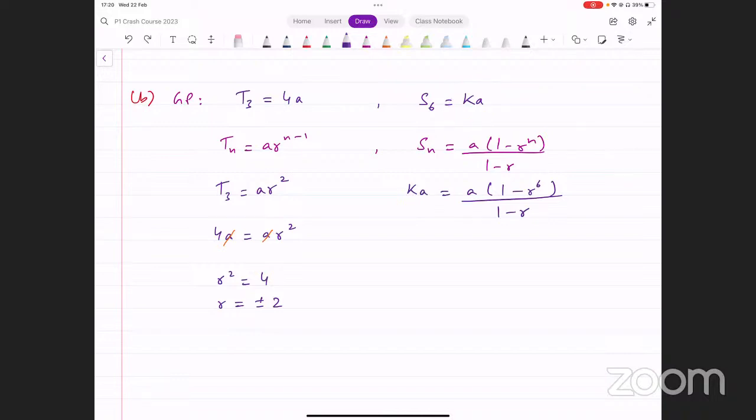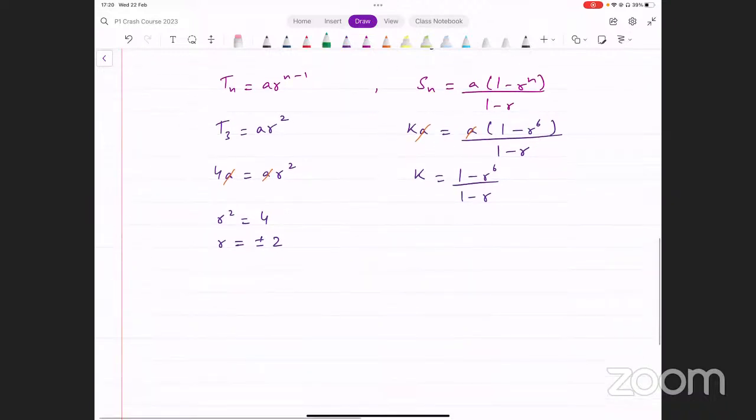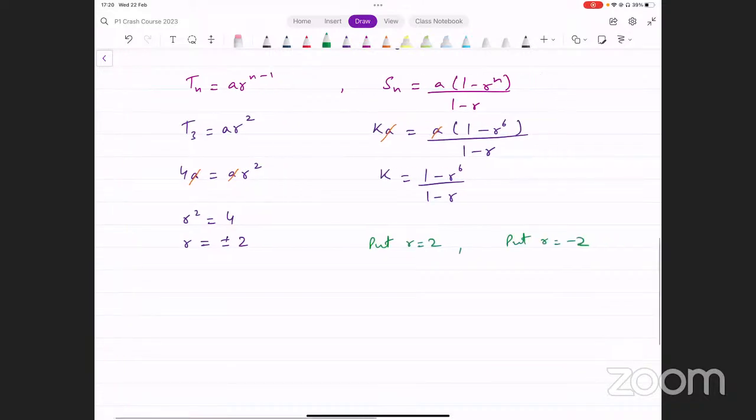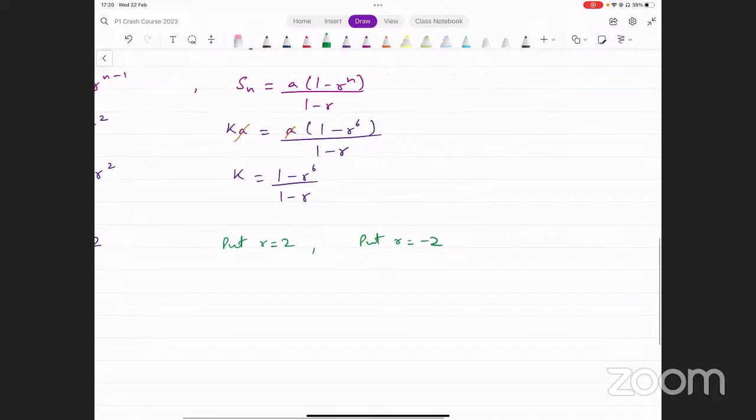Now, A and A get cancelled. What are we left with? We're left with K equal to 1 minus R raised to power 6 divided by 1 minus R. That's the value of K. We are looking for the possible values of K. We have 2 values of R. Once we can input R equals 2 in this, and once we can input R equals minus 2 in this. And that's going to give us 2 possible values of K.